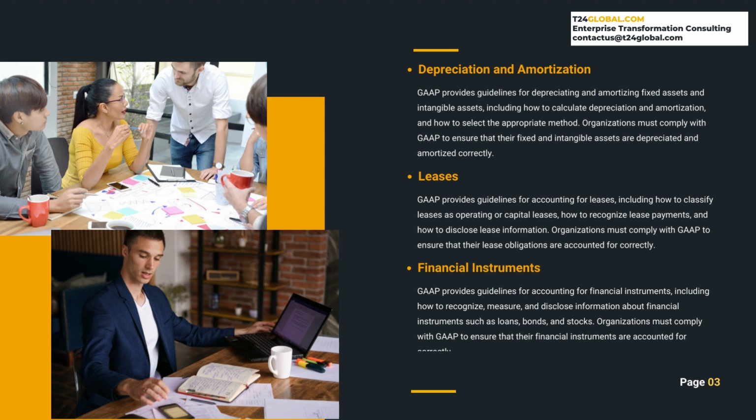6. Financial instruments. GAAP provides guidelines for accounting for financial instruments, including how to recognize, measure, and disclose information about financial instruments such as loans, bonds, and stocks. Organizations must comply with GAAP to ensure that their financial instruments are accounted for correctly. This is important for businesses as financial instruments can have a significant impact on financial reporting and decision-making. For example, if a business fails to properly account for financial instruments, it may misstate its financial position and mislead investors.